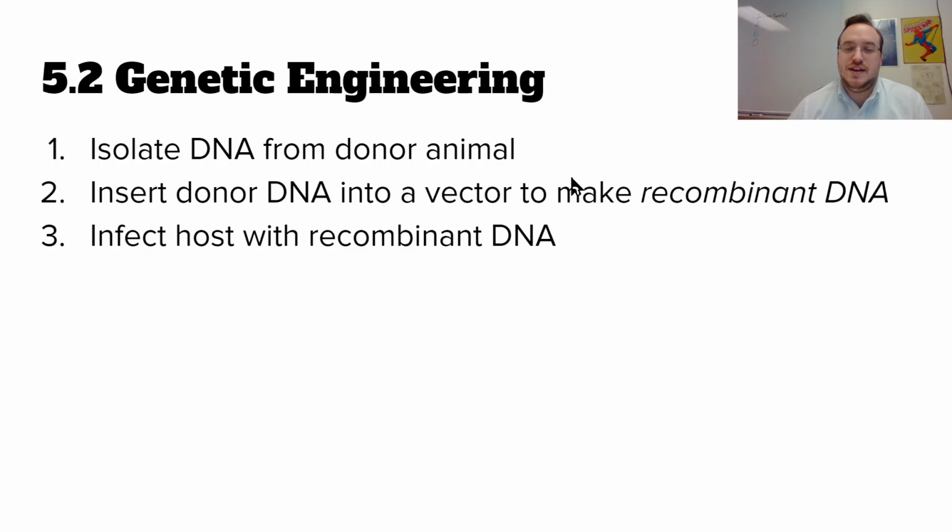And we're going to insert that DNA into a vector, and a vector is going to allow us to infect a host with the DNA that we want them to have. And that's going to make something called recombinant DNA. Right? And then we infect the host with the recombinant DNA. And we're going to do that so that their own body replicates the new DNA in a way that gives their offspring the traits that we want. Right? So this is a very basic understanding of it.